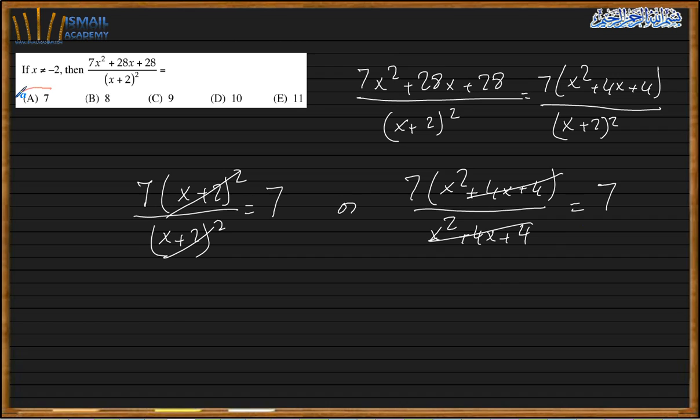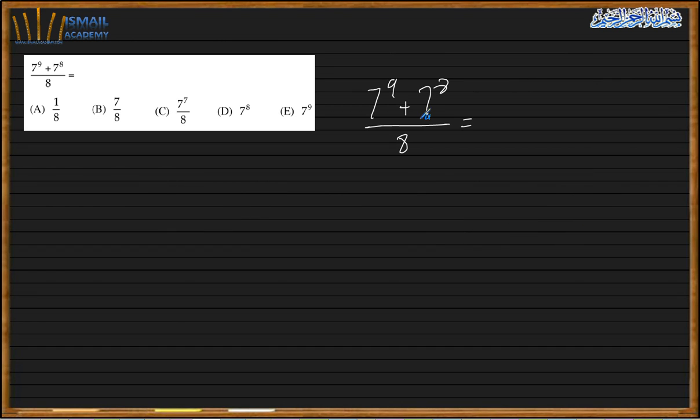So here we have 7 to the 9 plus 7 to the 8 over 8. So don't have the power factor, and the common factor between two powers with the same base is the lowest exponent. So I'm going to take 7 to the 8 as the common factor. What's left here is 7, and here is going to be 1. So don't try to find out the power. Just take the lowest.